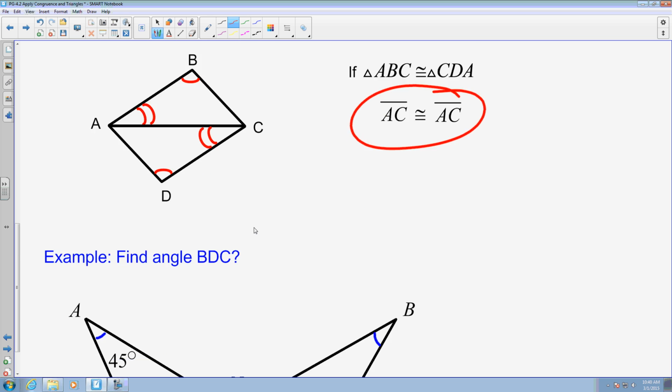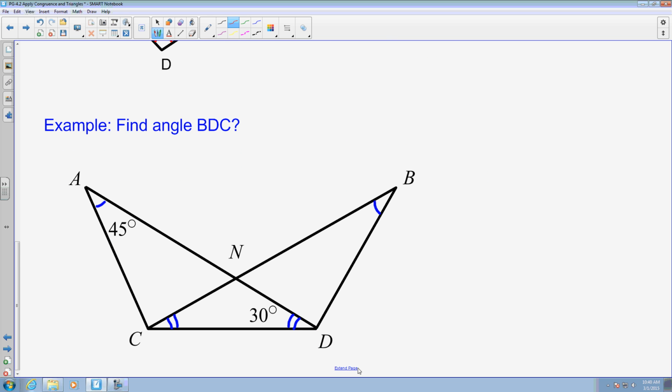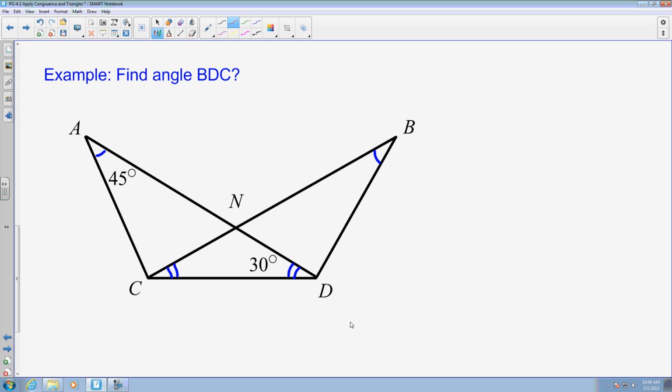And now, with those things being said, we can use those three things on top of what we've learned in previous sections in order to solve problems not only in these examples but in our homework. This example here, they're asking us to find angle BDC. So let's just make a little line to kind of help us out. So that red line is BDC.